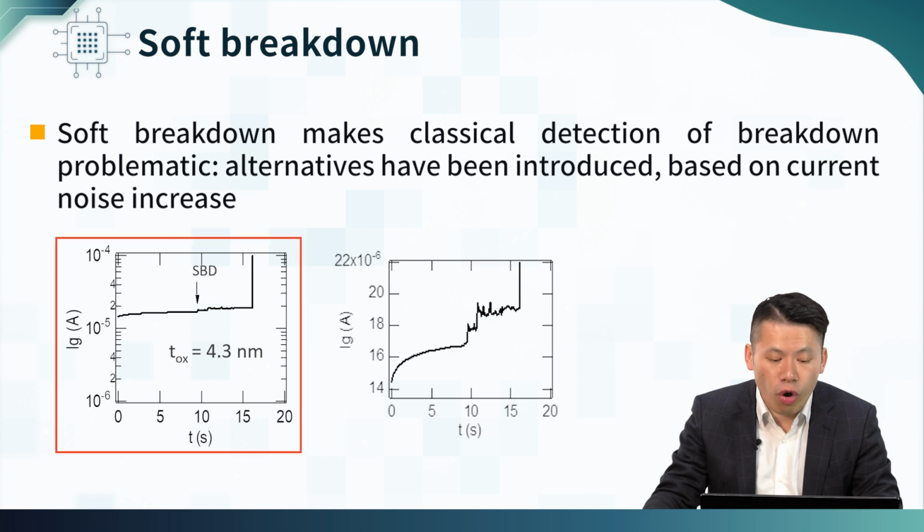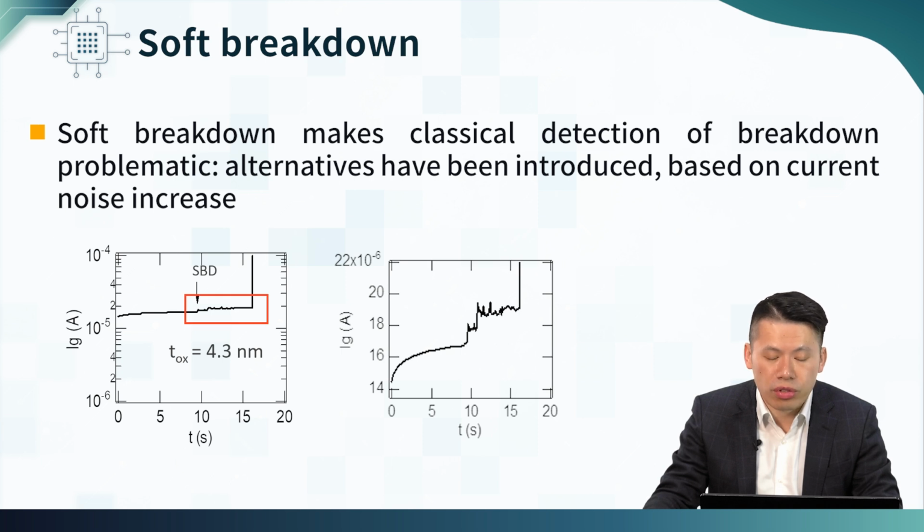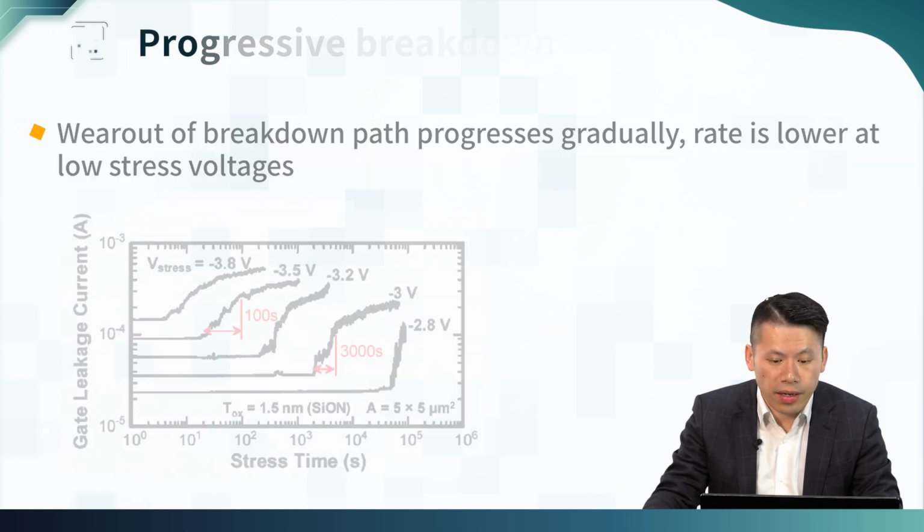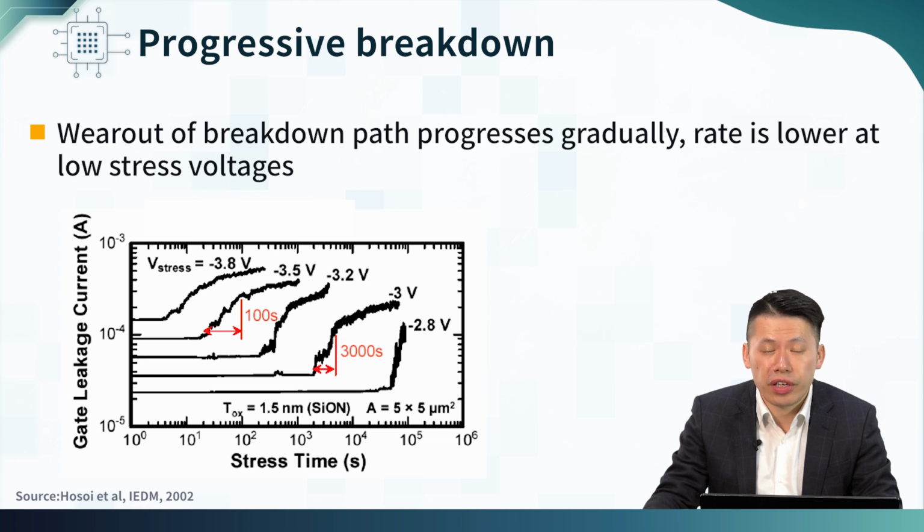You can see if we only look at this typical current versus time, the small increase already suggests a certain degradation of the dielectric. And if we plot in a different scale, very obvious noise can be observed here, and therefore we should also consider using current noise increase as a spec to identify the soft breakdown. And here is also one of the experimental results for the progressive breakdown.